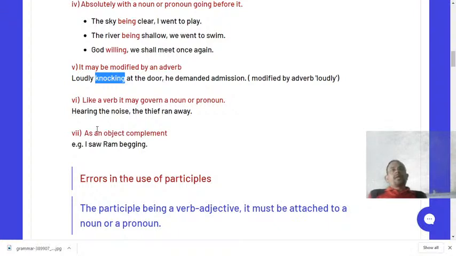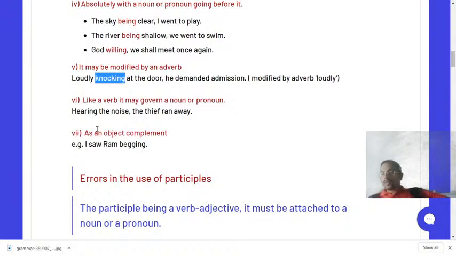Verbs are always modified by an adverb, and nouns are qualified by adjectives. Always remember that a present participle has the force of a verb as well as an adjective, whereas a gerund has the force of a verb as well as a noun. So you understood, I suppose, what is the meaning of modified by an adverb.